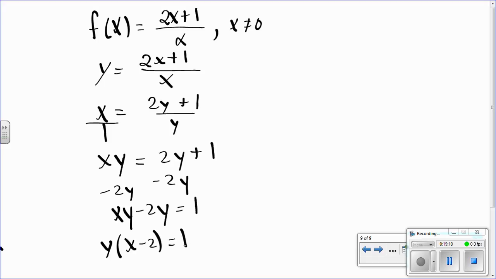And that allows me to factor out a y. I know, it's like magic, right? Because then what can I do to isolate that y? Just divide by the x minus 2. So y equals 1 over x minus 2. Keep that little trick in your back pocket for calculus next year because it's like the greatest thing in the world.